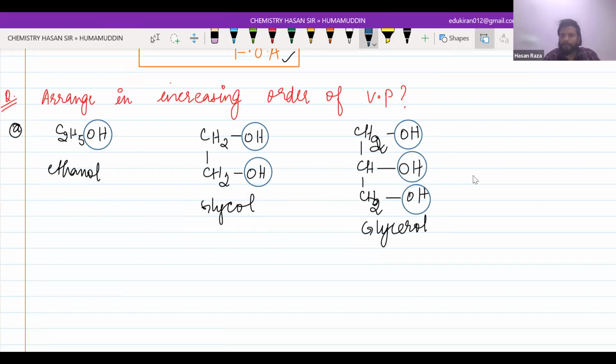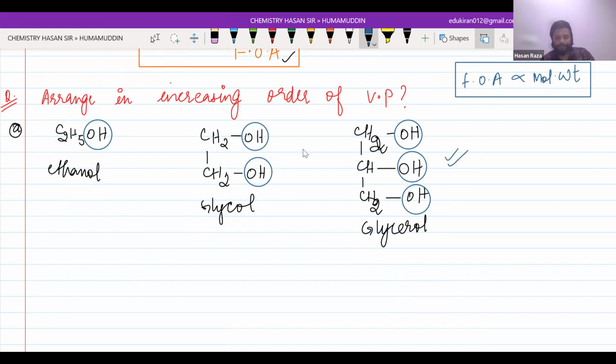Or you can go for, always remember that, force of attraction is directly proportional to molecular weight. So as you can see, the highest more, so vapor pressure will be lesser. So it will be like this.